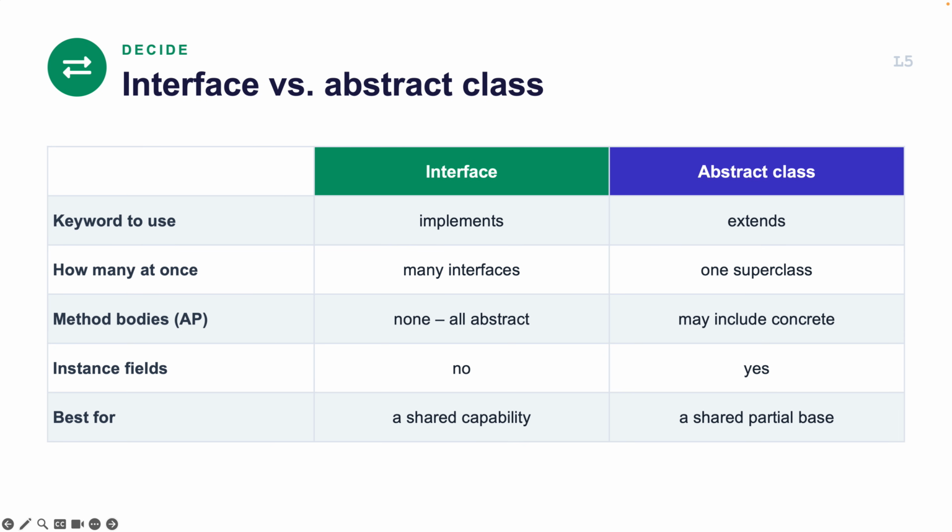The quick test, ask is a versus can do. Is a points to an abstract class. Can do, especially across unrelated types or several at once, points to an interface. Keep that one question in your pocket and you'll choose correctly every single time. Is a, abstract class; can do, interface. Even I get this kind of mixed up, but just hone that and you should be solid.